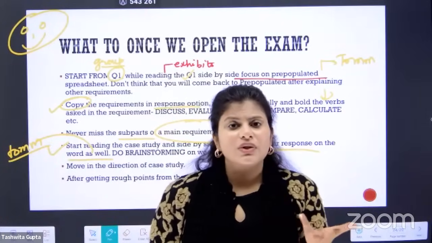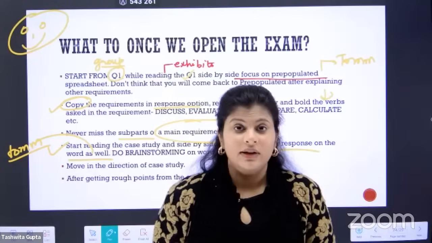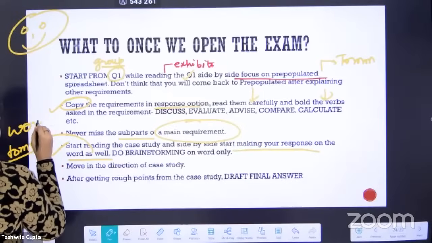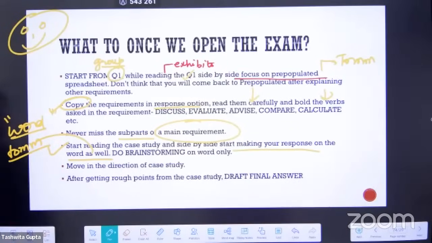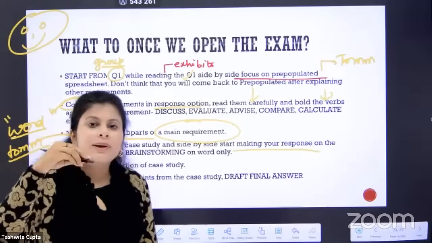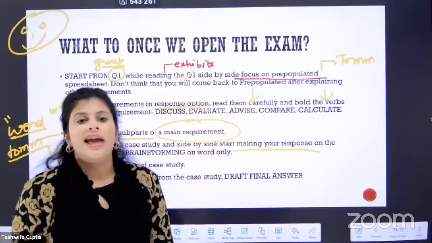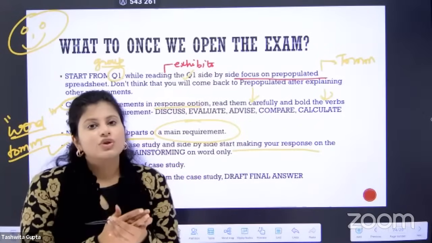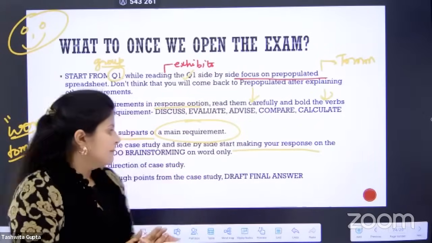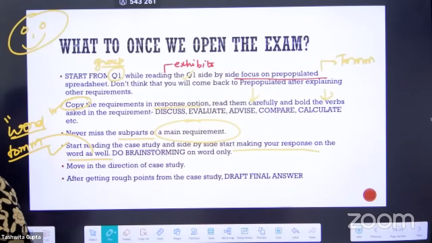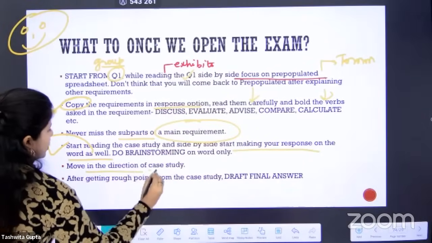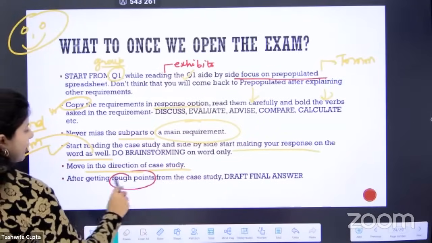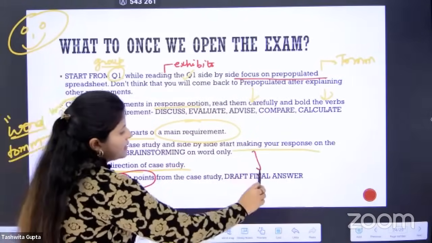So what's the point of brainstorming on a paper which is not even marked? And it's a Word option, right? It's a Word file. You can backspace anything that you want. So it's not like I'm brainstorming on a piece of paper. I've written something, I'll strike through, and then I'll be able to write my final answer. So I could have brainstormed on my Word option only. Then move in the direction of the case study. That's what I did just now. After getting rough points from the case study, draft your final answer.